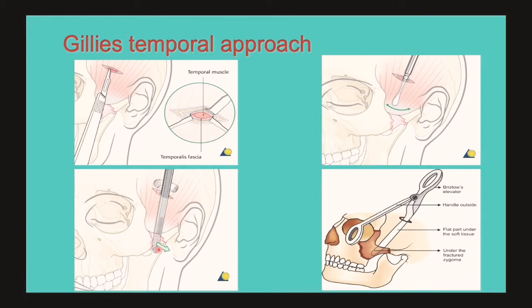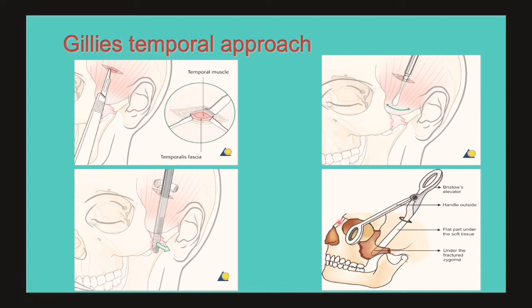The Gillies temporal approach is popular and straightforward. It consists of an incision made in the temporal region, and the temporal fascia is incised. Then an instrument is passed superficial to the surface of the temporal muscle and deep to the zygoma. The zygomatic bone or arch can then be elevated into a correct position using a Rowe or Bristow elevator.